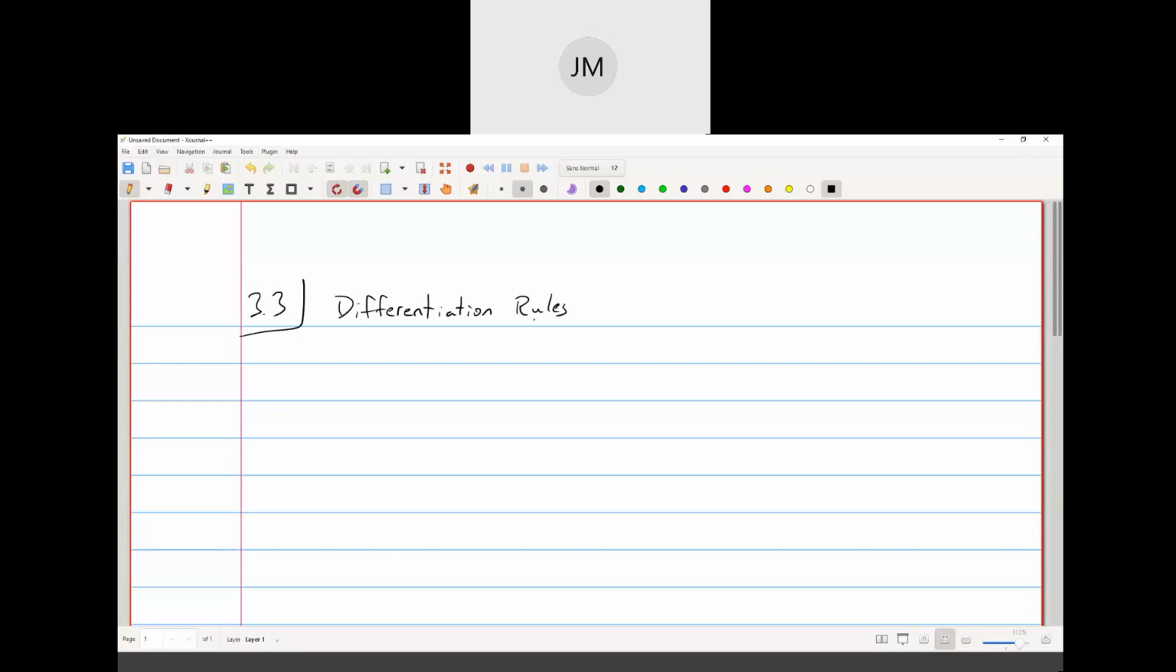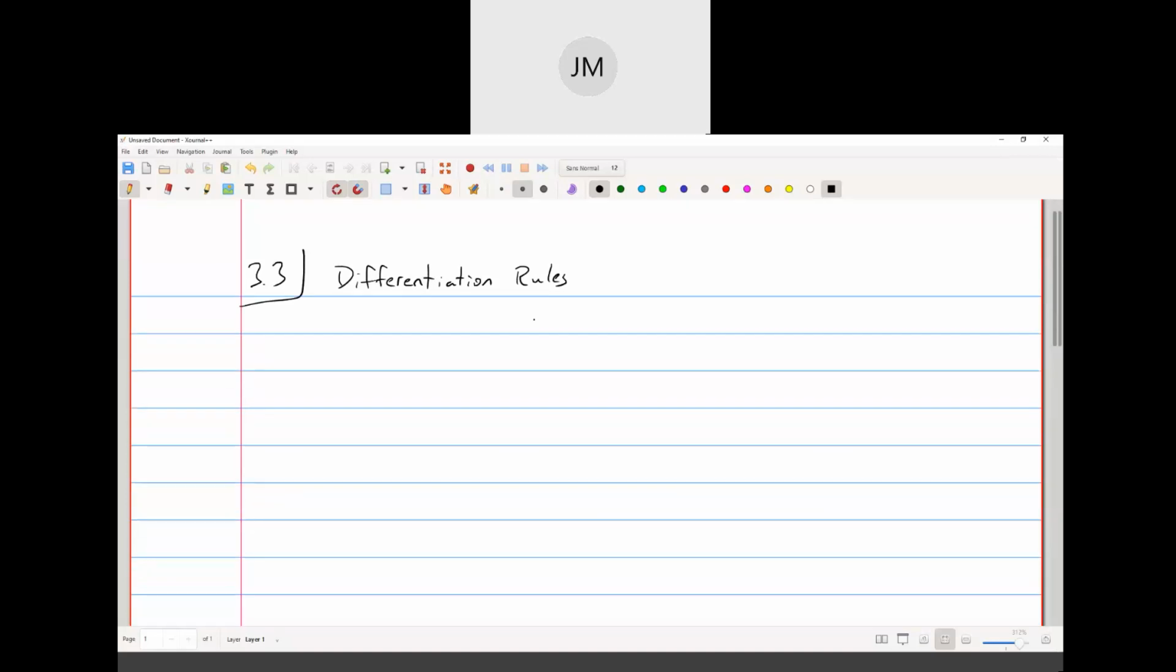Okay, in section 3.1 and 3.2, we talked about what a derivative is, and we defined it using this limit definition. What we want to do today is say, well, if I use that limit definition, can I come up with some shortcuts? Okay, so for example, we're going to look at a couple of simple functions like a constant and x and say, well, what happens when I differentiate those?